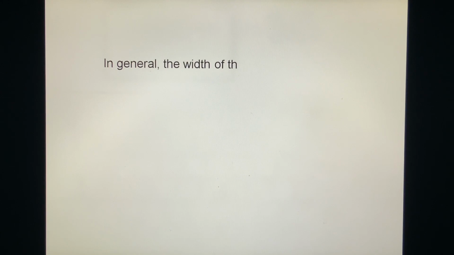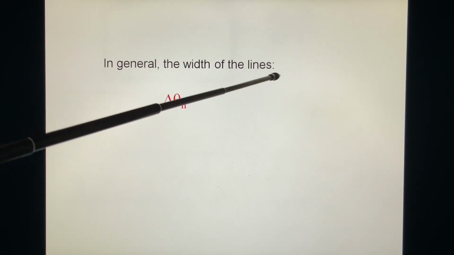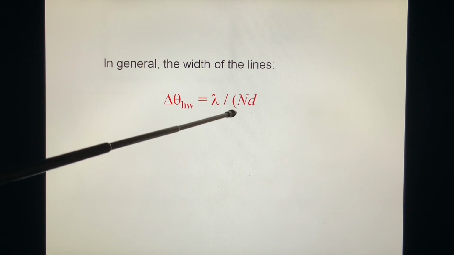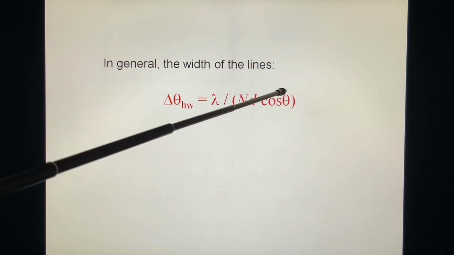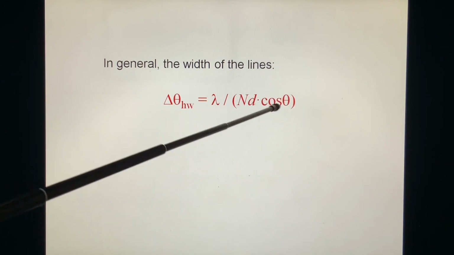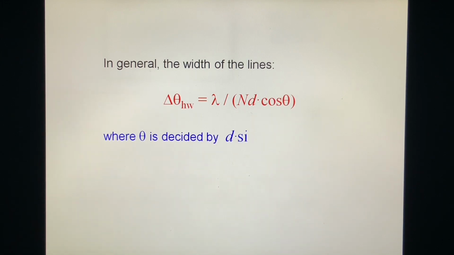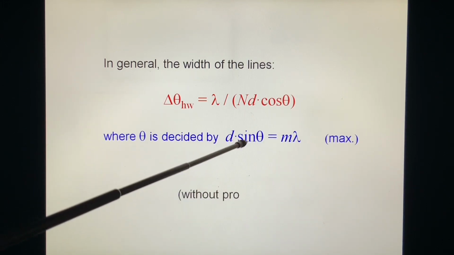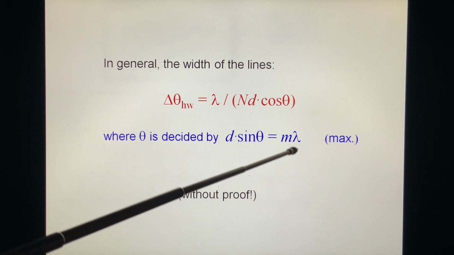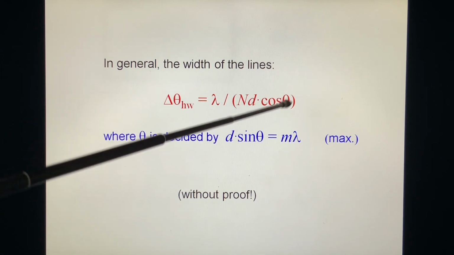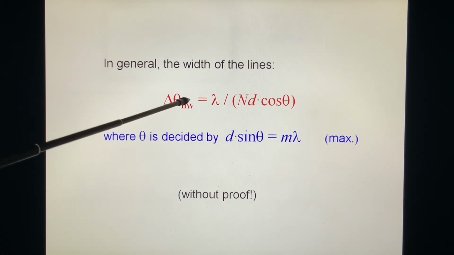In general, the half width of the line's maximum is lambda over N d cosine theta. We have the extra cosine theta here, and this theta is defined by the maximum condition, d sine theta equal to m lambda. The line's half width angle is delta theta. We don't prove it.